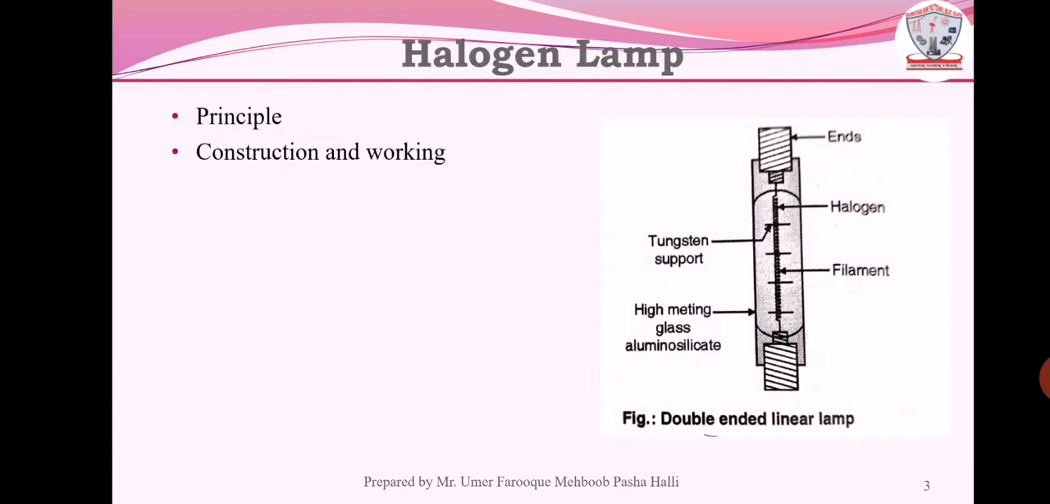First is the halogen lamp. We are discussing its principle, construction and working. The figure shows the halogen lamp with two ends, with the halogen filament, tungsten support and high melting glass.